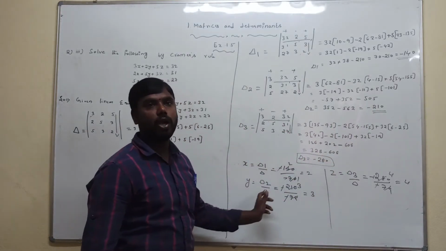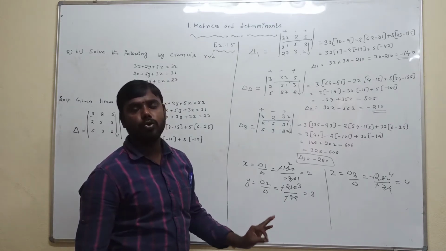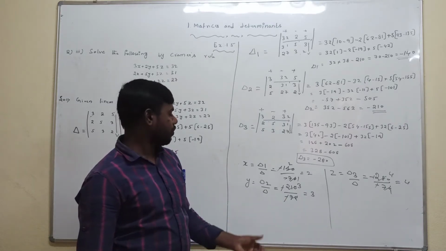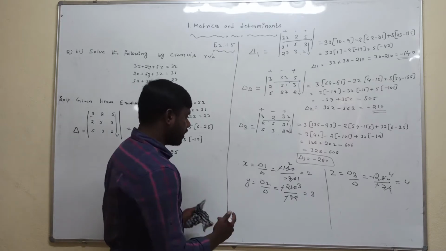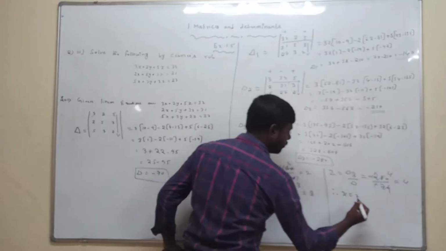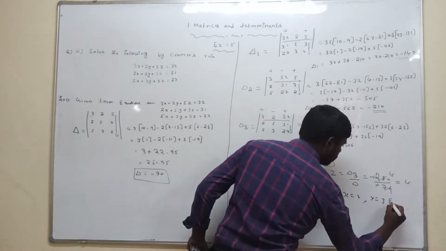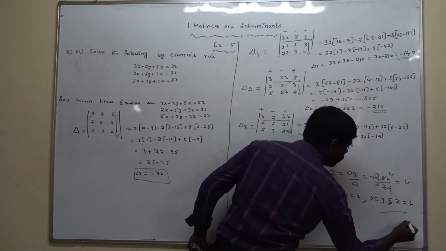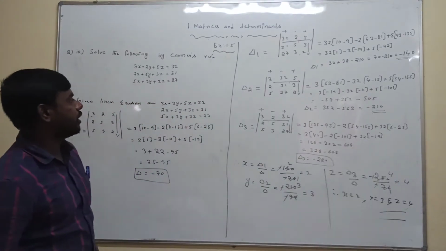Finally, we have to put that x value, y value, z value. So we got x value is 2, y value is 3, and z value is 4. This is the solution for this, students.